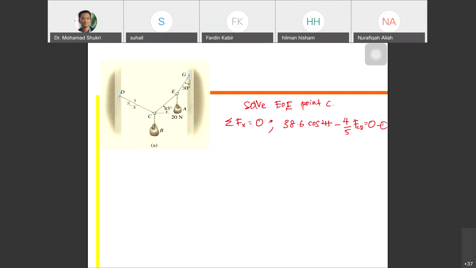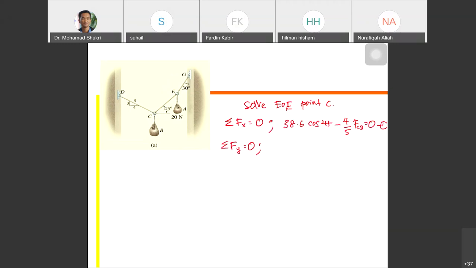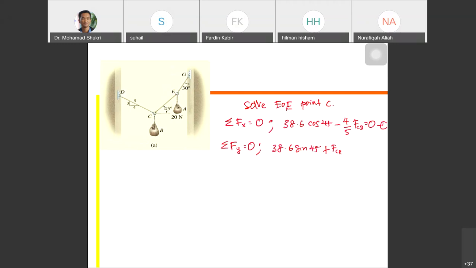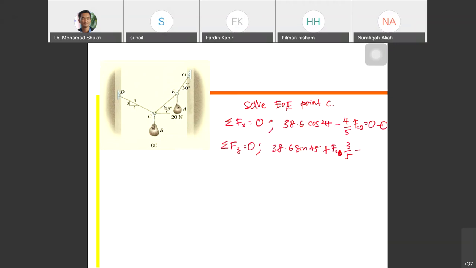This is number 1. And then summation of Fy is equals to 0. So you have FCE sine 45, 38.6 sine 45, plus FCD 3 over 5. Why plus? Because it's going upwards. And then minus WB. Why minus? Because it's going downwards. So minus WB is equals to 0.